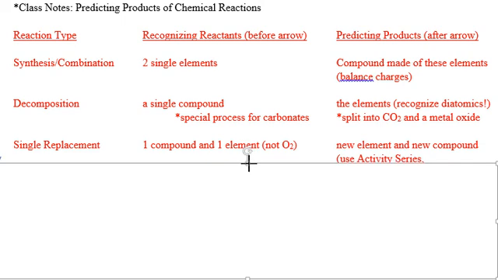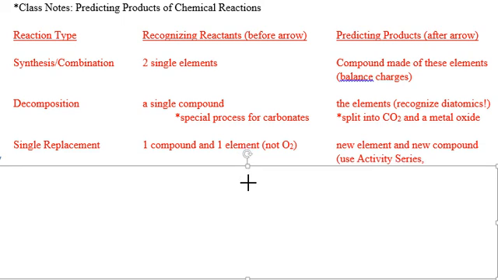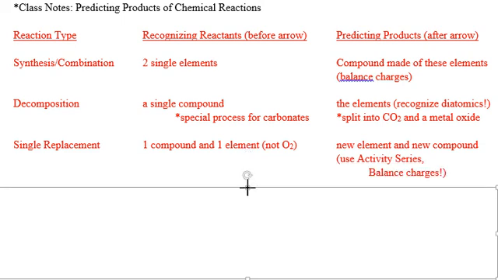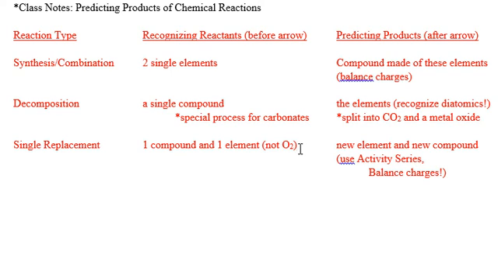Okay, so we get a little bit more complicated when we get to single replacement. You're going to have one element and one compound before the arrow. And that element is not going to be oxygen 99.9% of the time. I mean, I could probably figure out a single replacement with oxygen, but we're going to be working with a compound and an element. And our compound is going to be dissolved in water, and our element is typically going to be a solid, but it could be a gas as well.